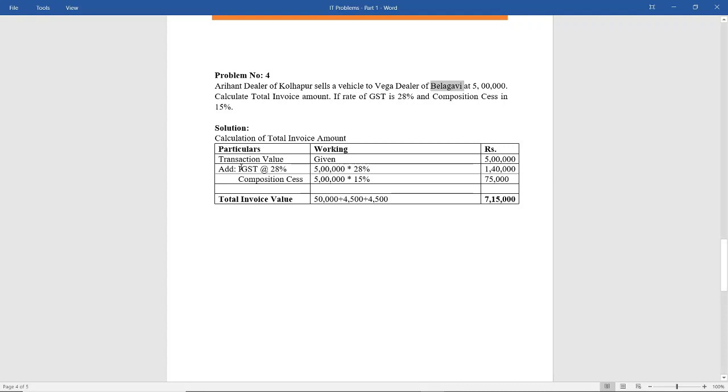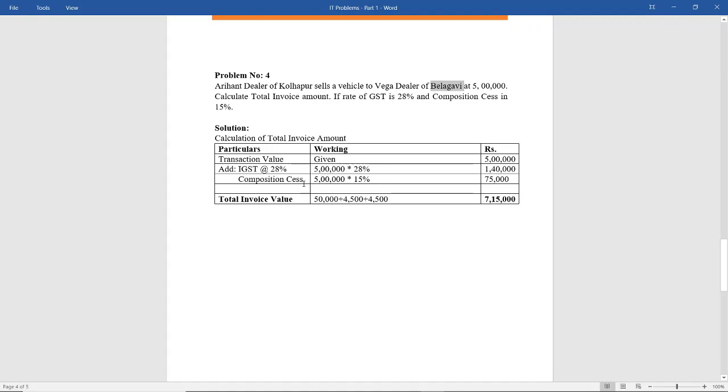So now how do we do this? Transaction value is already given, 5 lakh. Since nothing is mentioned about inclusive or exclusive taxes, we assume it to be exclusive of taxes. You're going to charge IGST. You know why we are charging IGST? Because it is an interstate transaction. 28%: so 5 lakh into 28%, you get 1 lakh 40,000.